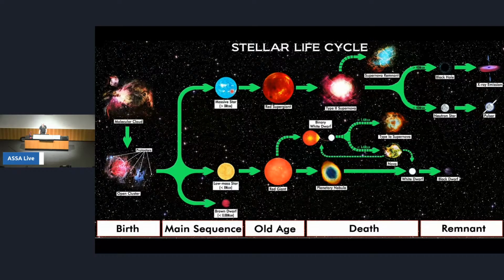they go through a similar process, burning hydrogen into helium, becoming a red supergiant rather than a red giant. But eventually they explode as a type 2 supernova, leaving us a supernova remnant and also a neutron star or a black hole, depending on the original mass of the star. So that's a quick overview. We'll be going into a lot more detail next month on that.